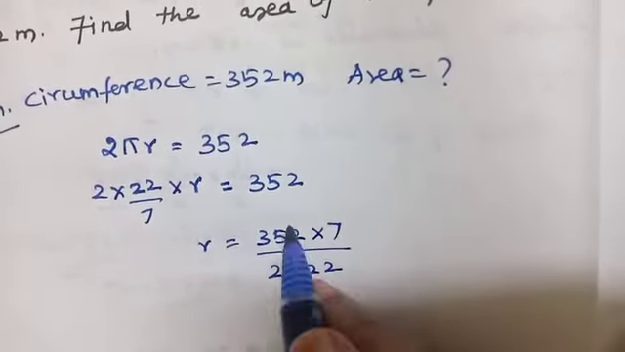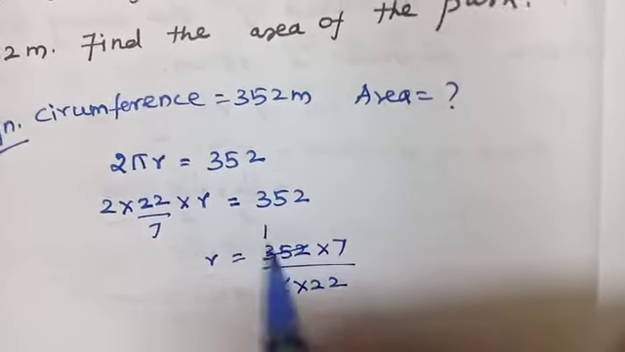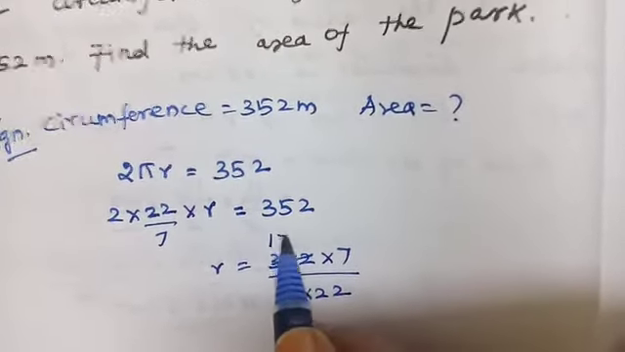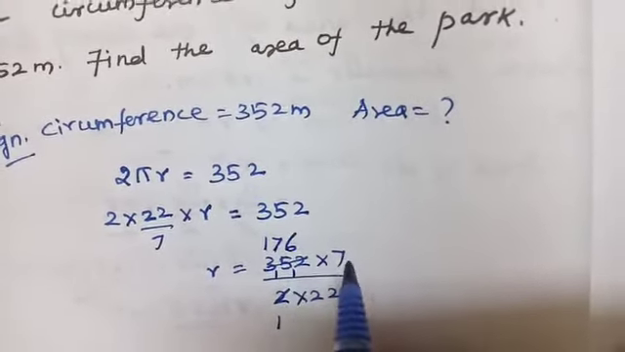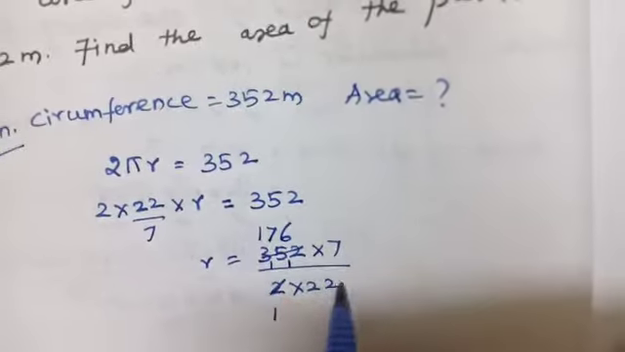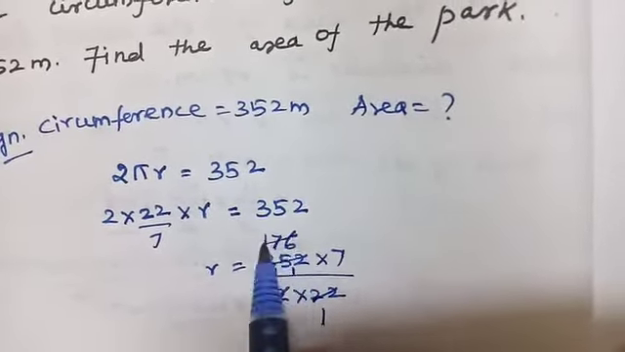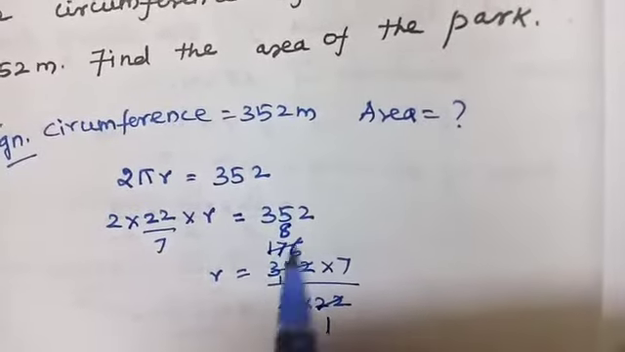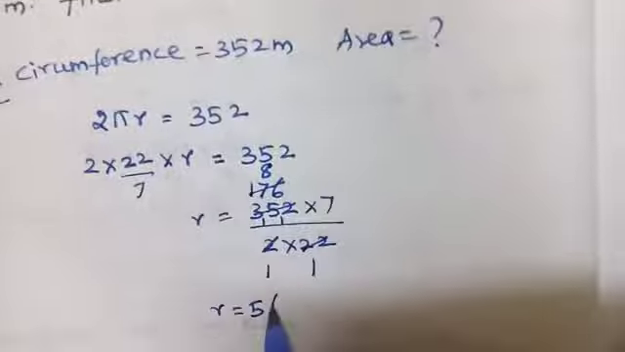First we cancel by the 2 table. 1 2s are 2, 1 2s are 2, remainder 1, 15, 7 2s are 14, remainder 1, 12, 6 2s are 12. Again, this we directly cancel by the 22 table: 8 22s are 176. So r is equal to 8 into 7, 56. R is equal to 56 meter.